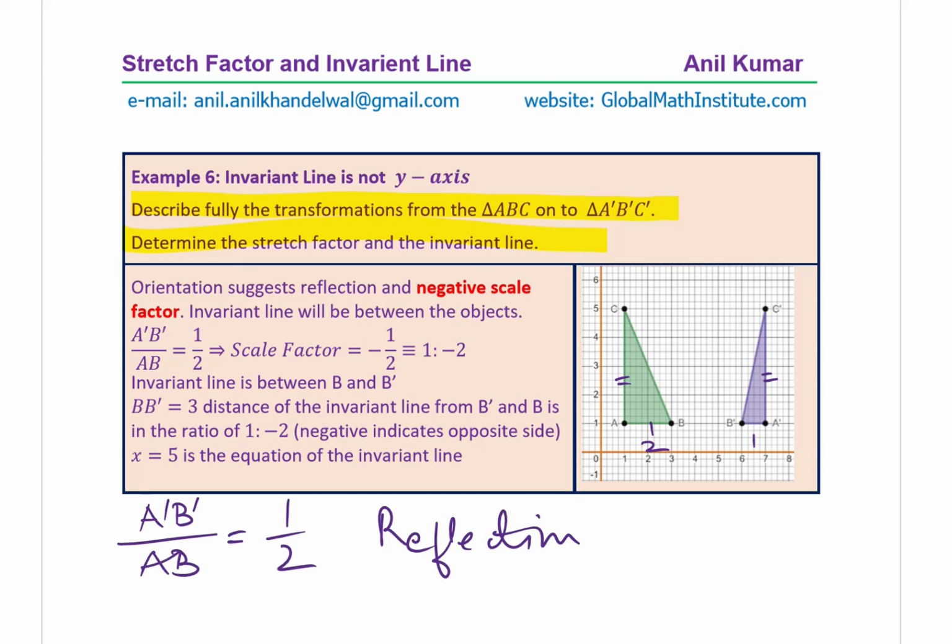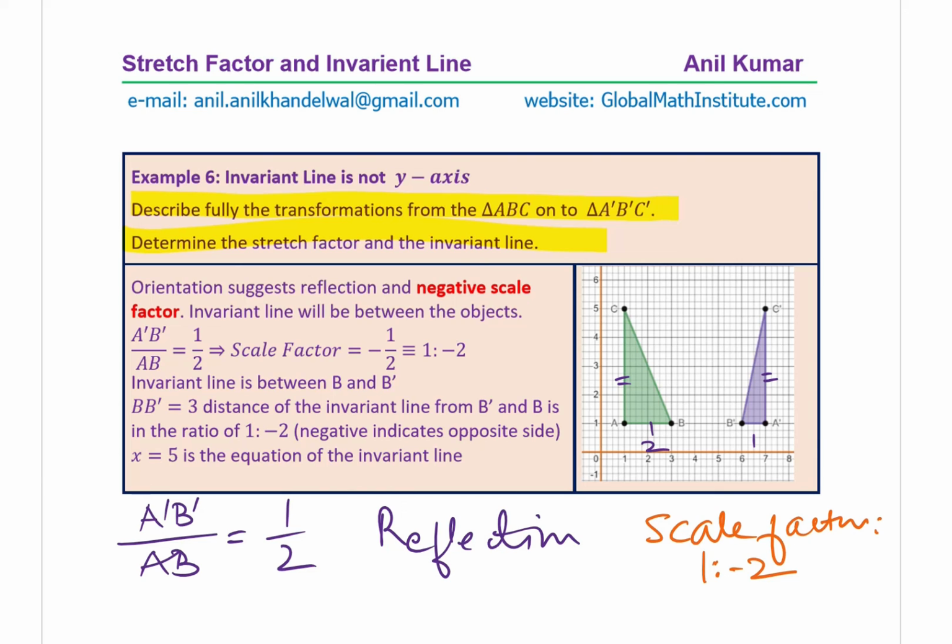Change in orientation, and therefore effectively the scale factor, I should say, will be what? It is negative, right? So it'll be 1 is to negative 2, right? So that is how we are going to see the scale factor. Now in this particular case, 1 is to negative 2 is the scale factor. That means the line is somewhere in between.